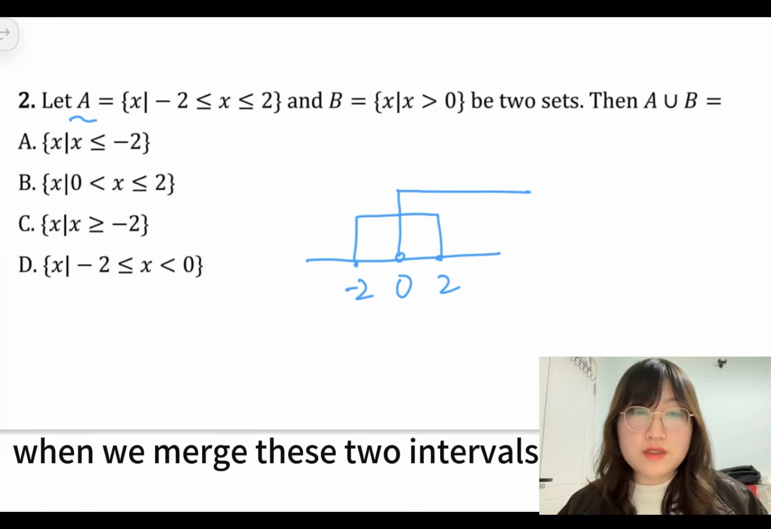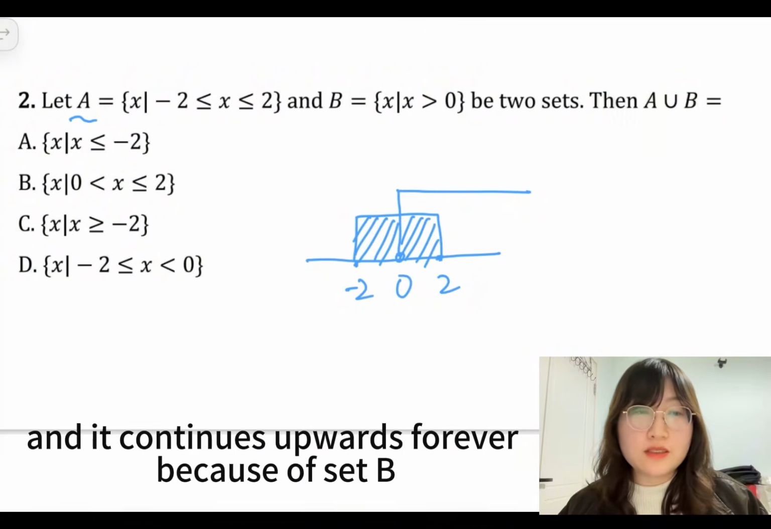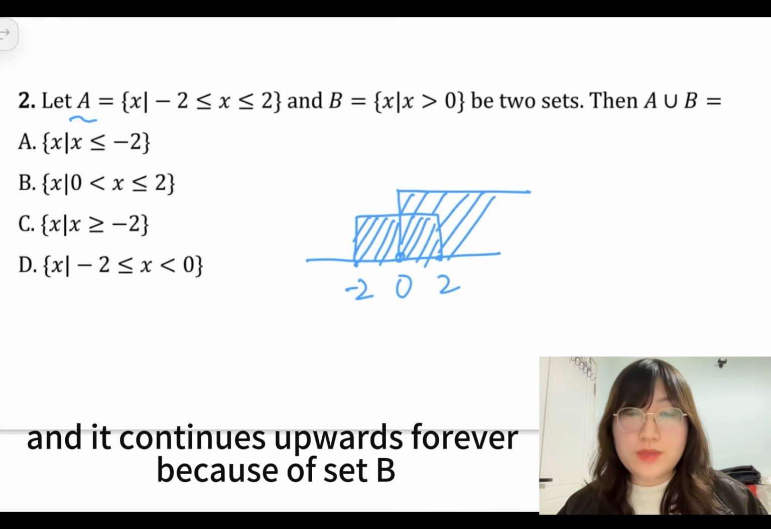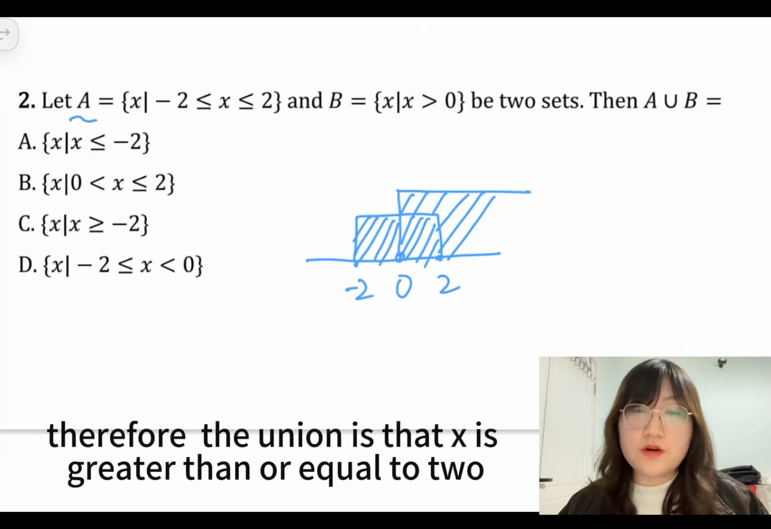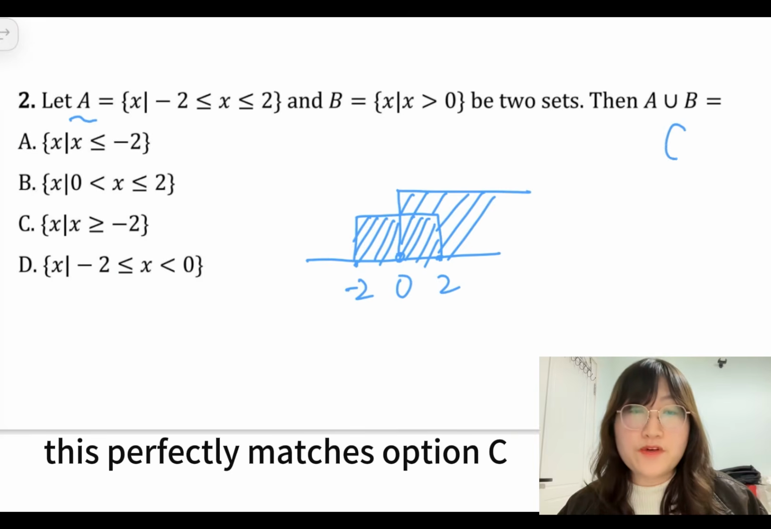When we merge these two intervals, they overlap starting from 0, and it continues upwards forever because of set B. Therefore, the union is that x is greater than or equal to -2. This perfectly matches option C.